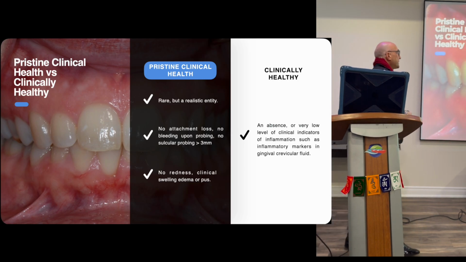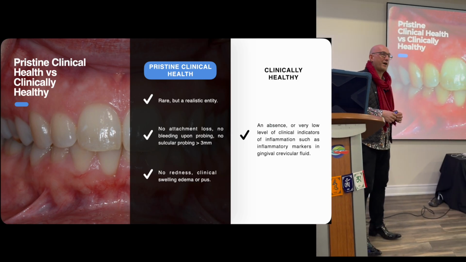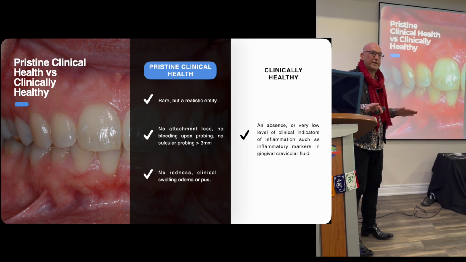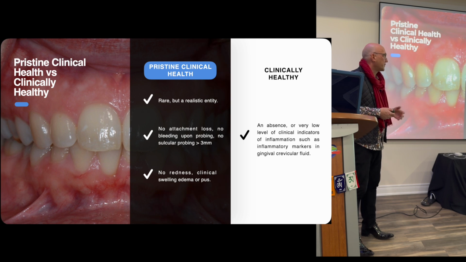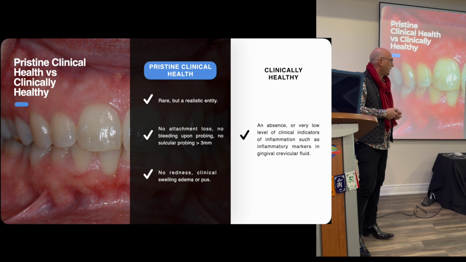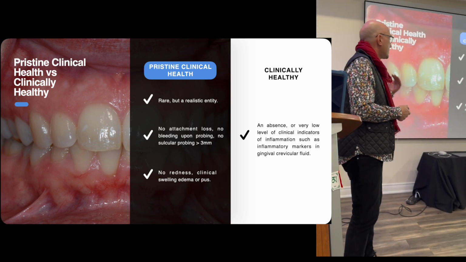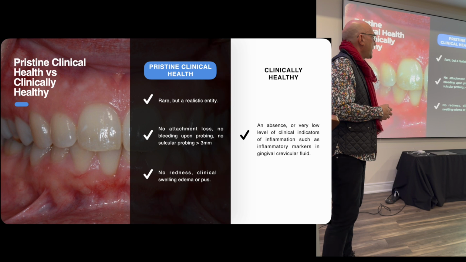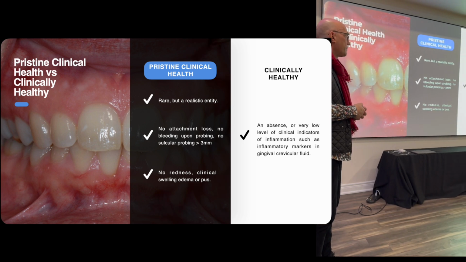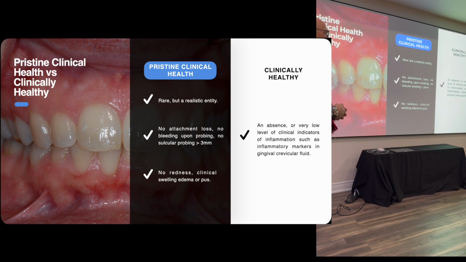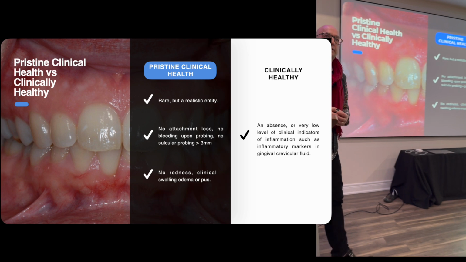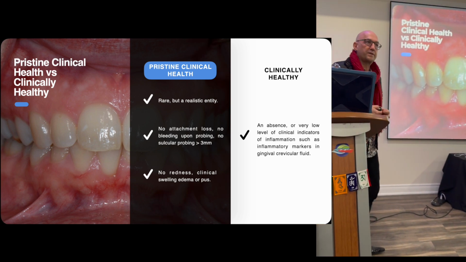So pristine clinical health, rare. You're shocked, I know. But it's realistic. It means that there's no attachment loss, no bleeding upon probing, no sulcular probing more than 3, no redness, clinical swelling, edema, or pus. Right? That's sort of the definition of clinical health. And clinically healthy means that there are very few clinical indicators or inflammatory markers in the crevicular fluid that suggest that there's an inflammatory process.